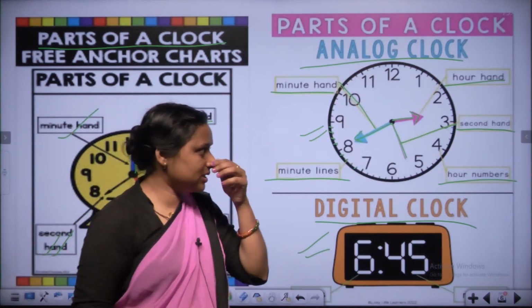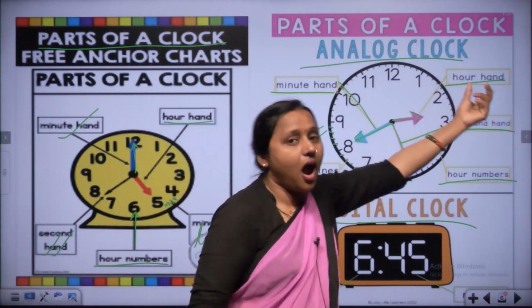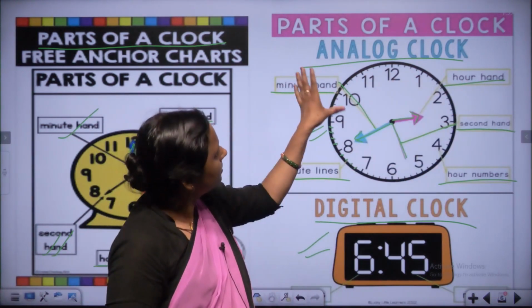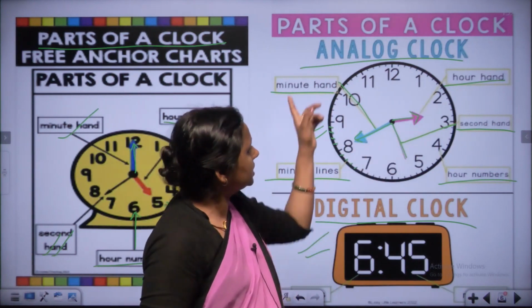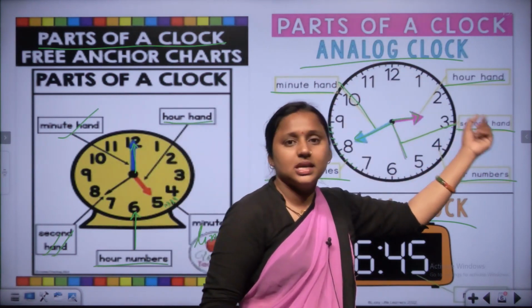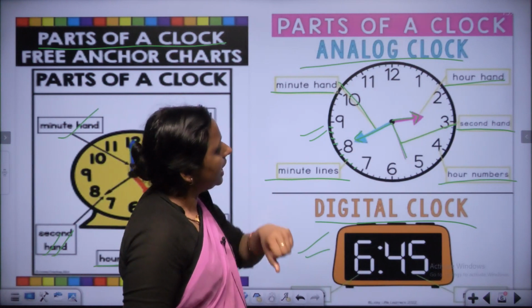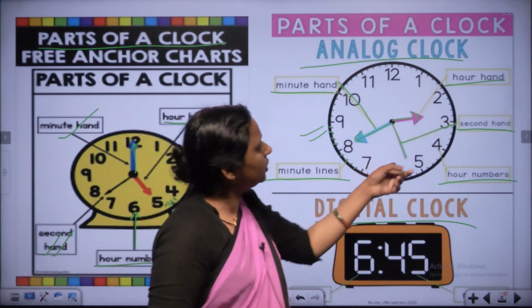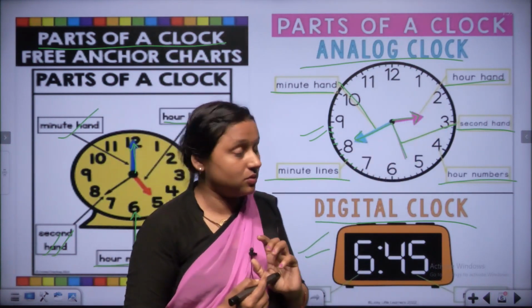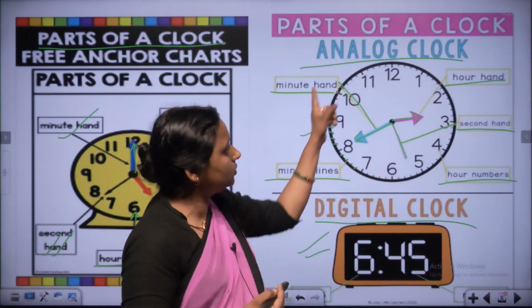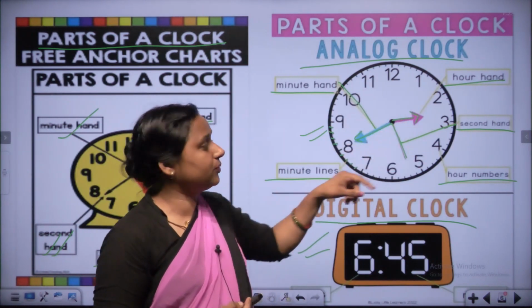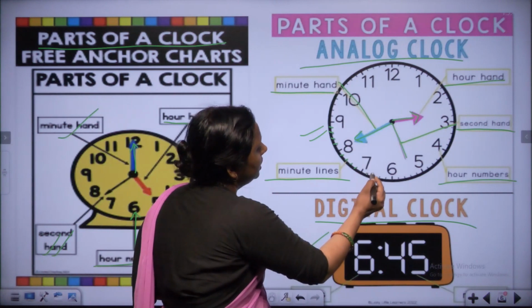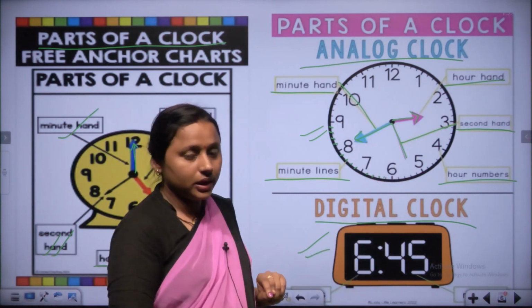Children, all of you understand? Short hand, hour hand. Long hand, minute hand. And always runs tick, tick, tick, tick like this. This one is second hand. Okay. And this is 1, 2, 3, 4, what is it? Hour number. Okay. एक घंटा, घंटे घंटे की दूरी ये नंबर है. 1, 2, 3, 4. And this is small lining. This is minute line. Okay.